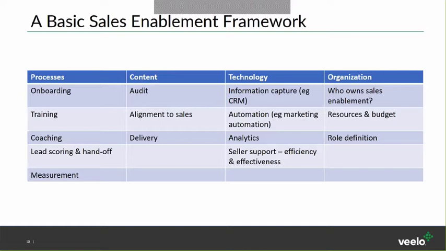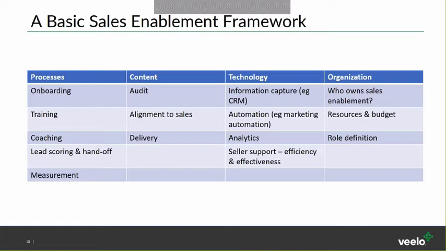And then lastly, measurement. If you're going to do some of these processes, how do I know my onboarding programs are working or my training programs are working or my coaching programs are working? So measurement is everything from what you're probably measuring, things like leads to pipeline to business, but there's also measuring your onboarding, training, coaching programs.